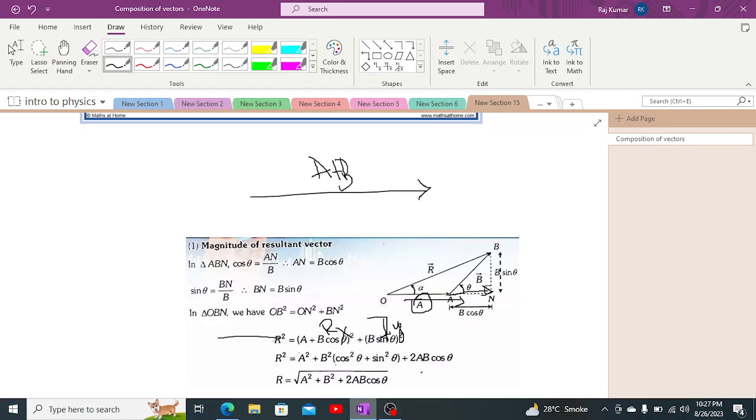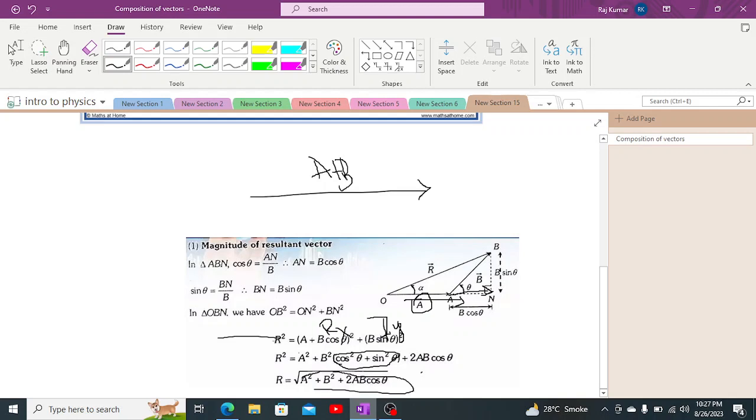Then it will ultimately become such that A square plus B square cos square theta, as well as the B square sin square theta, can be written in a single step. So it will become A square plus B square, bracket cos square theta plus sin square theta, bracket, plus 2AB cos theta. Now as we know that cos square theta plus sin square theta is equal to 1, it will become A square plus B square plus 2AB cos theta.